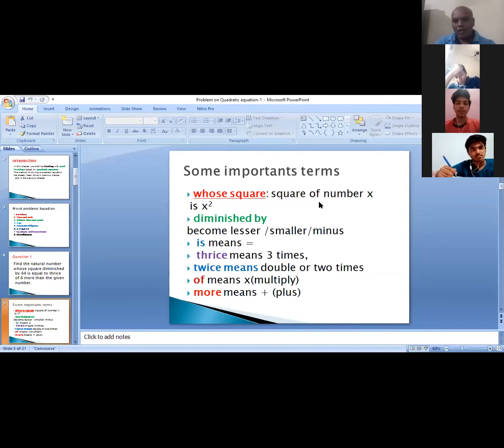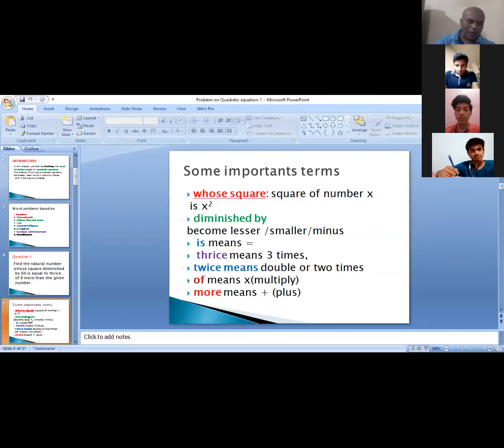Similarly, 2 times means double, that is twice. 'Of', as we know in the BODMAS rule, represents into, multiply. And similarly, plus means more. When there is the word more, we have to use plus. We have to convert the question into symbols, form the equation, and then solve it.